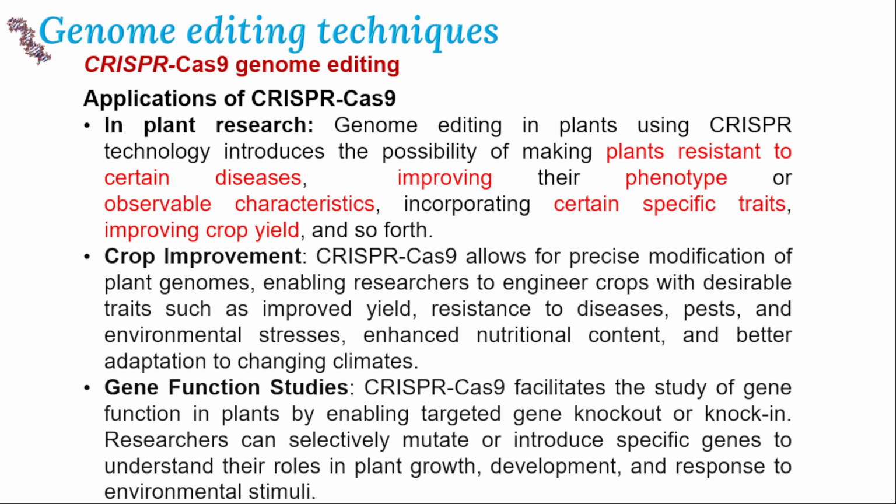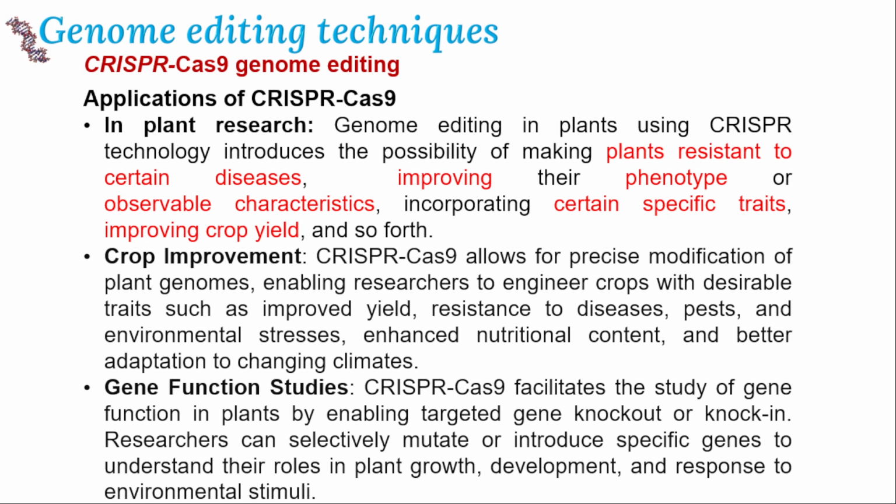In plant research, we can also use it for improving crop yield and resistance to different diseases: viral disease, fungal disease, bacterial disease. Different diseases can be coped with by using precise genome editing technology, by using CRISPR-Cas9 technology.